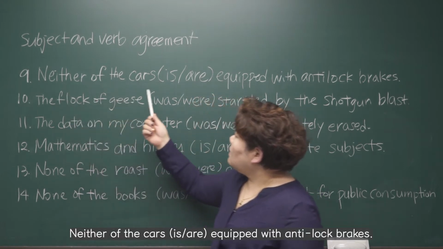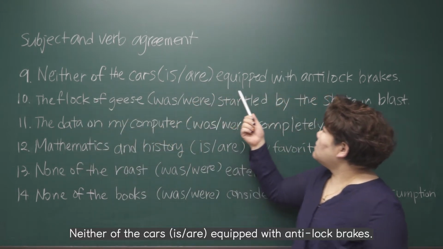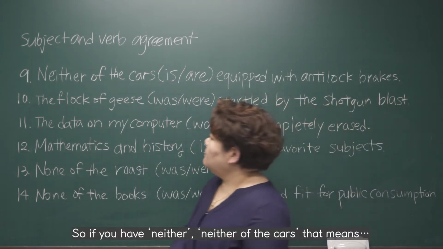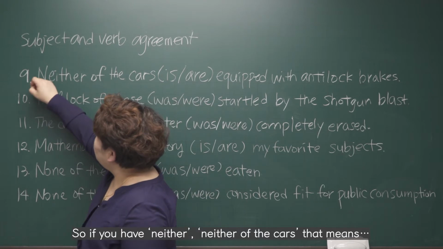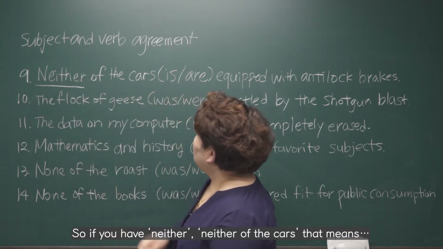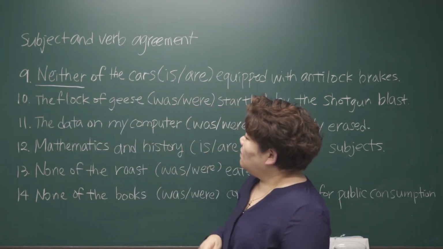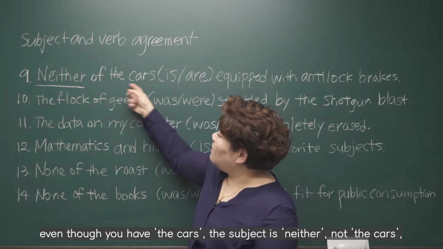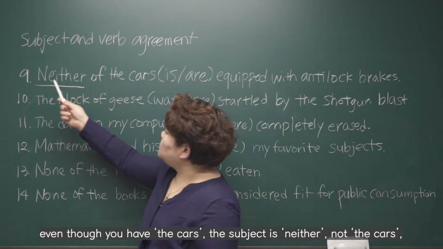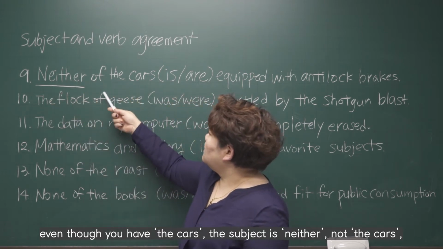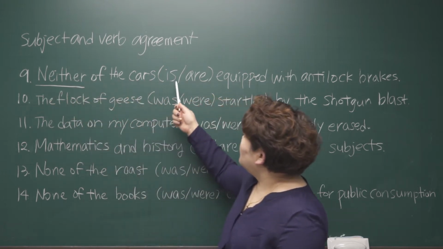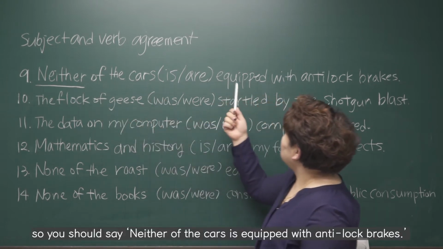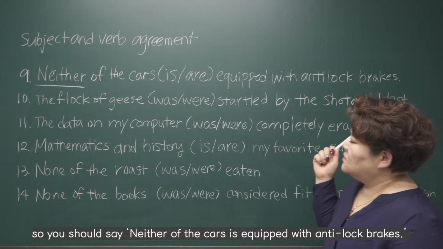So, neither of the cars is or are equipped with anti-lock brakes. So if you have neither of the cars, that means even though you have the cars, the subject is neither, not the cars. So you should say neither is, right? So you should say neither of the cars is equipped with anti-lock brakes.